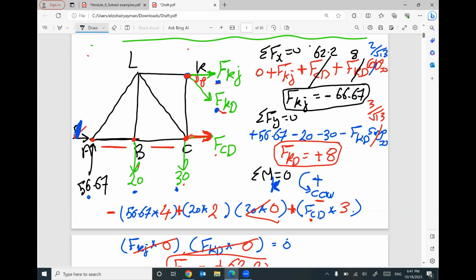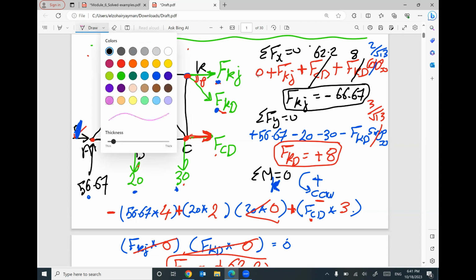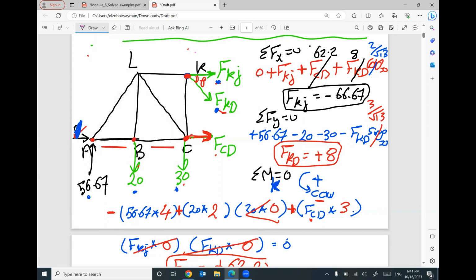Keep in your mind, the value of FKJ is negative. That means you assumed the wrong direction for FKJ. This direction, which is coming out from the joint, is wrong. You assumed a tension. I'm sorry, it should be compression, coming in, not out. FKD is positive. You assumed the correct direction. I assumed the FKD coming out from the joint, which is tension. It's correct.